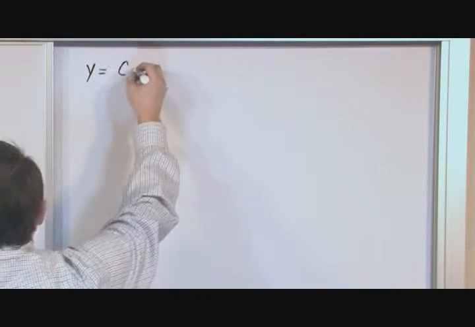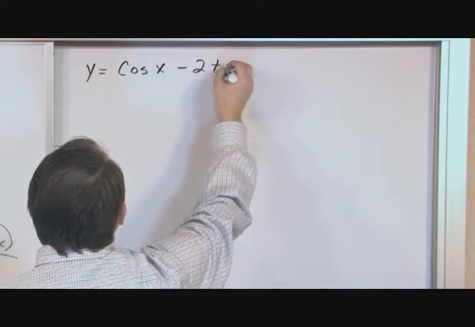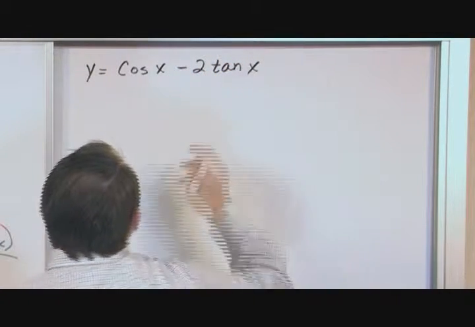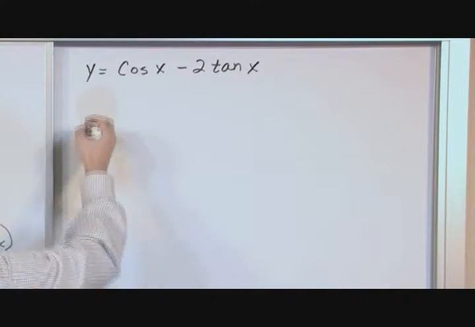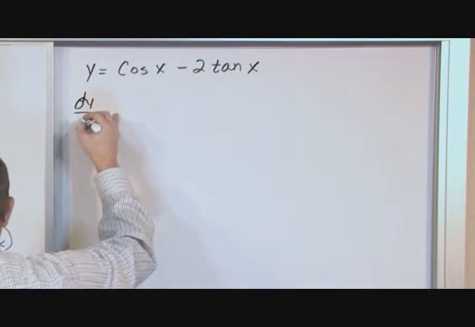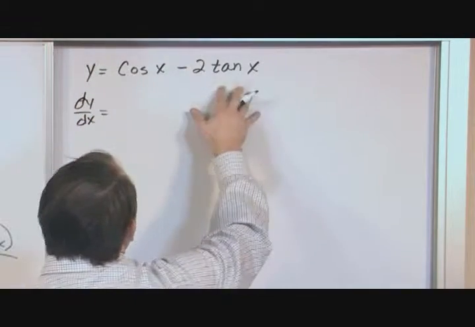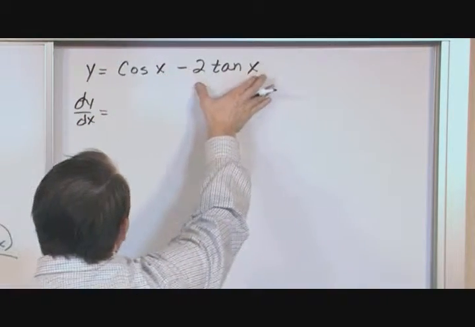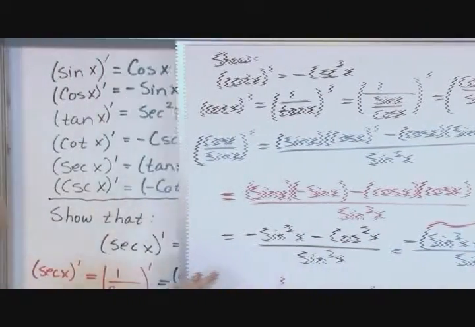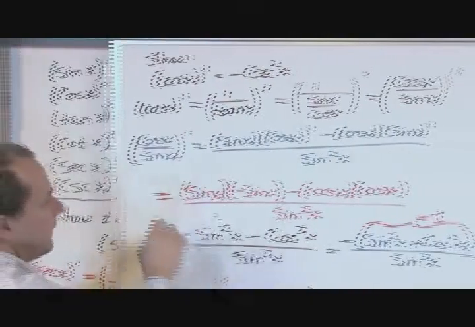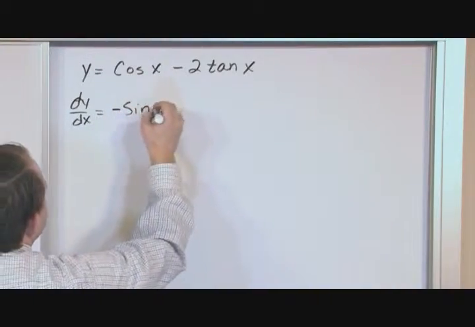Y is equal to cosine of x minus 2 times tangent of x. All right, so now that's a function, right? And we want to take its derivative. So dy dx is equal to... It's term by term, right? So we take the derivative of this and then the derivative of this. What is the derivative of cosine? Derivative of cosine, you should remember, is negative sine. So this one's easy, this first part, negative sine of x.